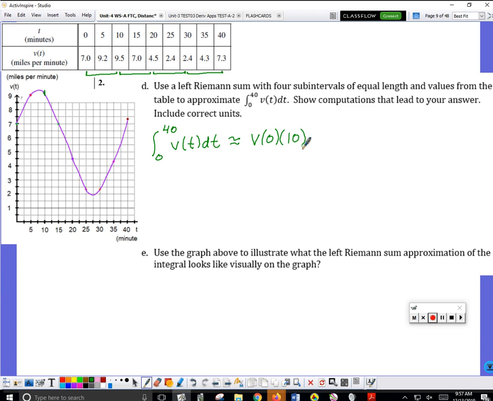Now remember the fundamental theorem here. The velocity is 7 miles per minute. I'm multiplying that velocity by 10 minutes of time, which means I'm getting a value of 70. Say the units out loud. What are the units? Say it. Louder? Miles. There we go.